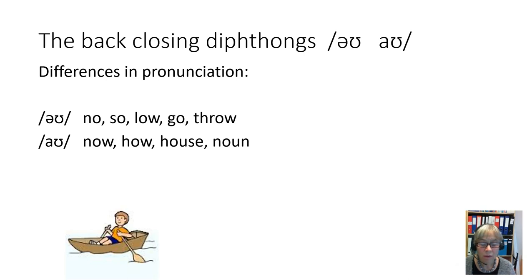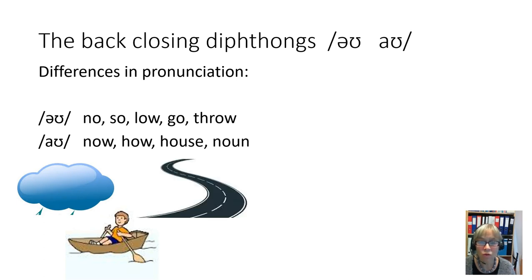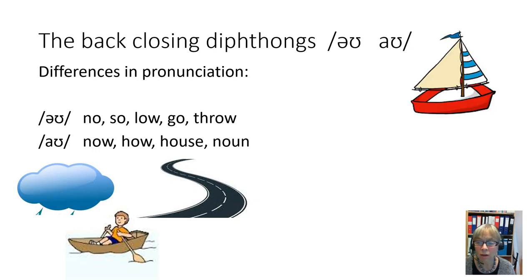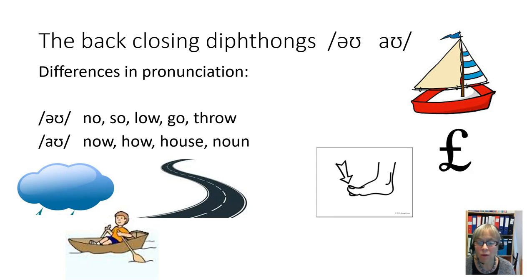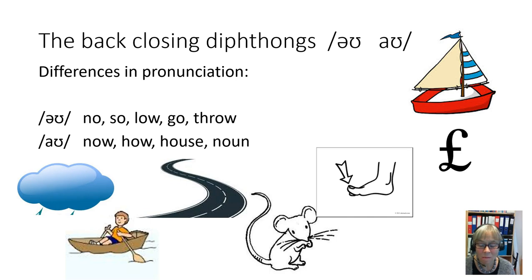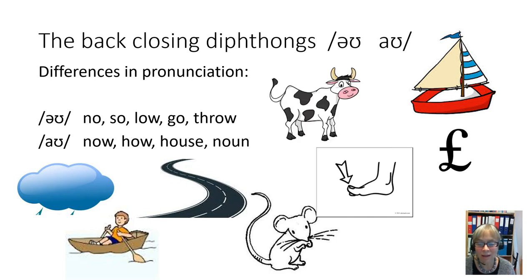So, what's this boy doing? He's rowing, sound 1. There's a cloud, sound 2. This is a road, sound 1. This is a boat, sound 1. This is a toe, sound 1. This is a pound, sound 2. And this is a mouse, sound 2. Finally, a cow. How now, brown cow, sound 2.